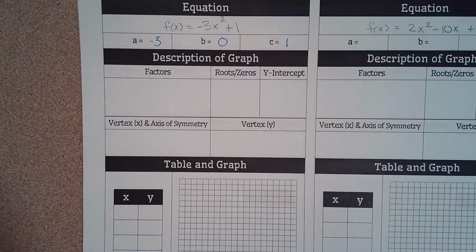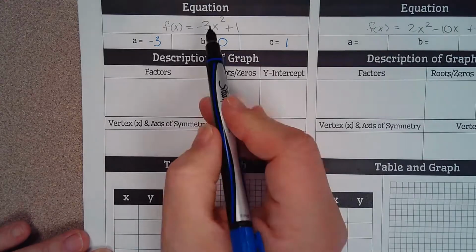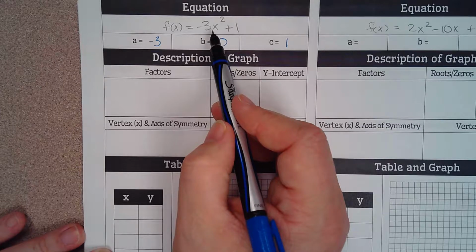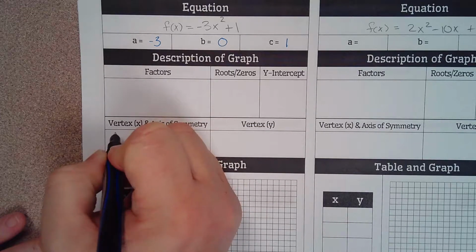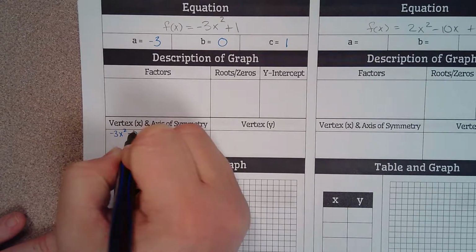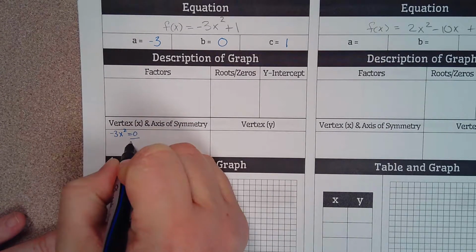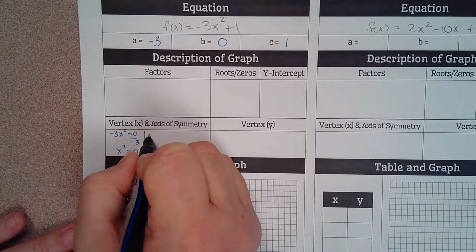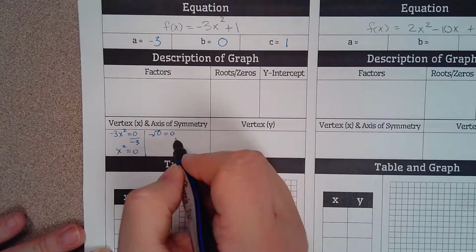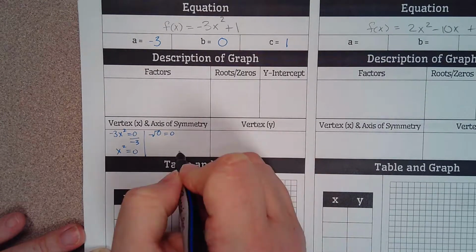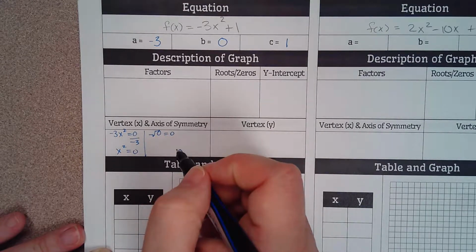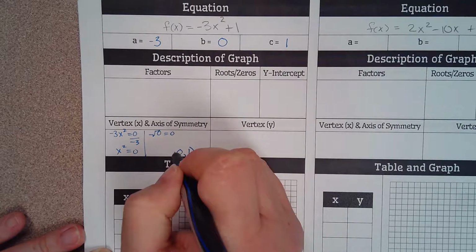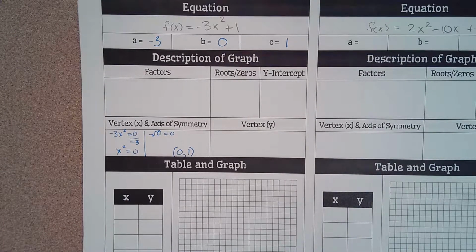We talked about this in class. If I have x squared and it has a -3, we set it equal to 0. So -3x squared equals 0. You divide by the -3, which still gives me 0. We know that the square root of 0 is still 0, so the x value is 0. The y value is whatever is tacked on in the back, which is a +1. So this right here is what your vertex is going to be for the first one that we have.